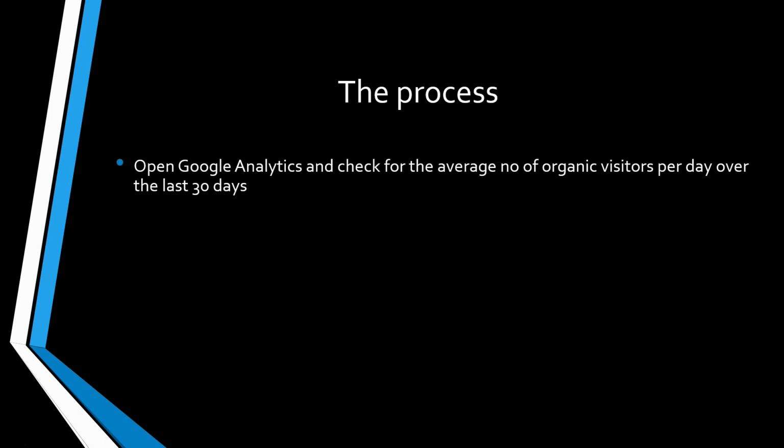And here's the process. First, you have to open up your Google Analytics and check the average number of organic visitors per day over the last 30 days. So fire up your Google Analytics and filter for the past 30 days to see how many organic visitors your site is getting per day, right? You can take the average. Let's say this month you have 1000 visitors, then you just take the average, so you're getting roughly about 33 visitors per day.